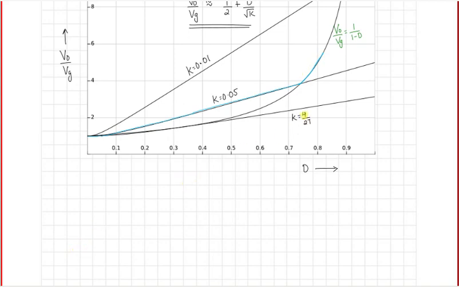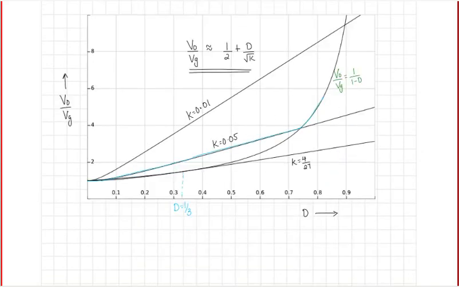And for the case of k equal to 4 by 27, it is just going to touch the curve of 1 by 1 minus d, and that happens at d equal to 1 by 3, and then the operation continues along the continuous conduction mode line. So that is the way the converter gain varies with duty ratio in the discontinuous conduction mode of operation.